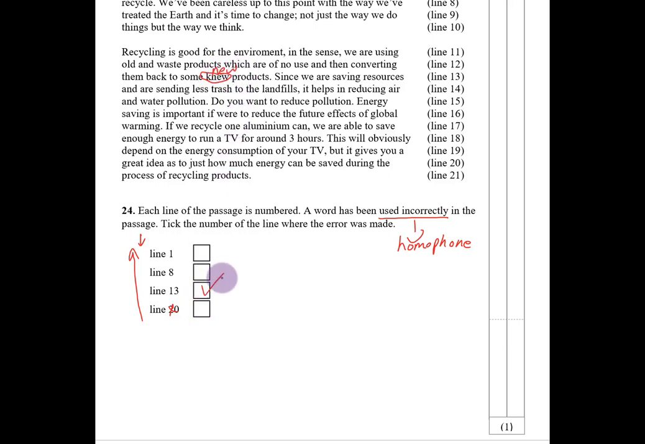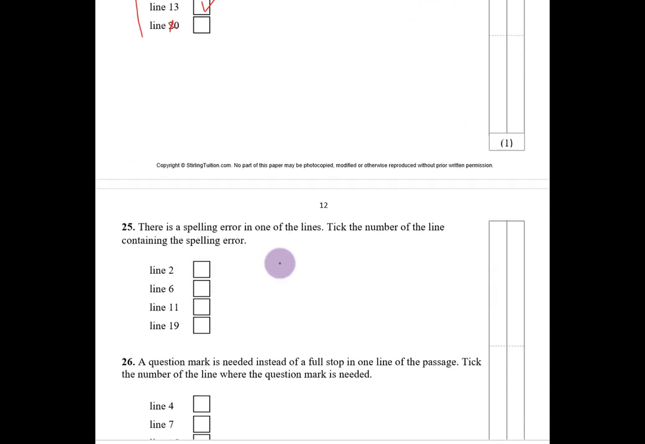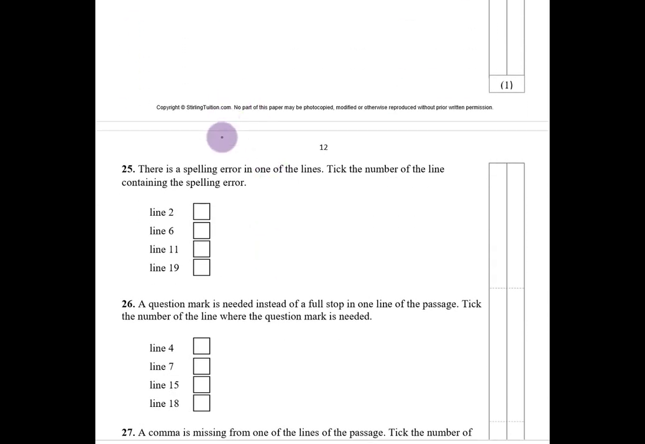Okay, so our answer there would be line 13. Now, if we look at the second page, another little tip is to memorize these 4 numbers and write them on the previous page to stop you having to flick forward and back between the different pages.